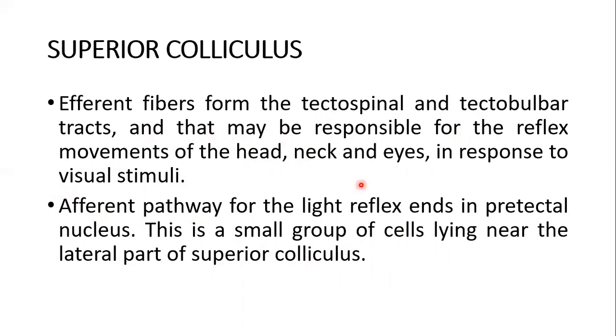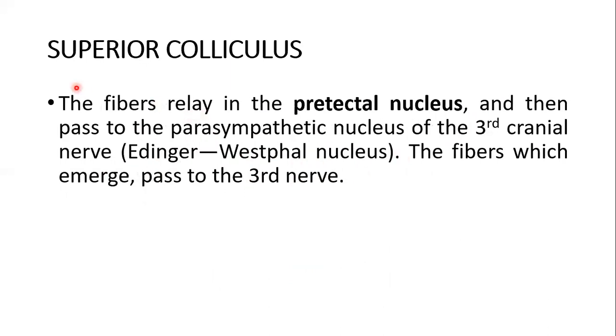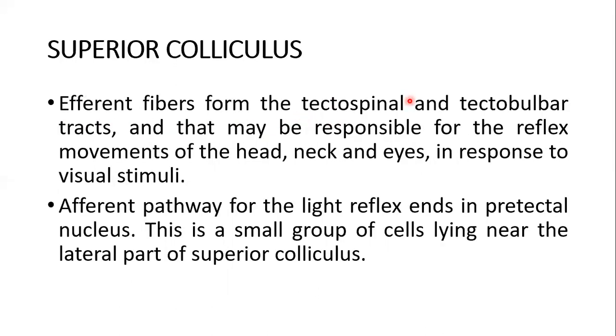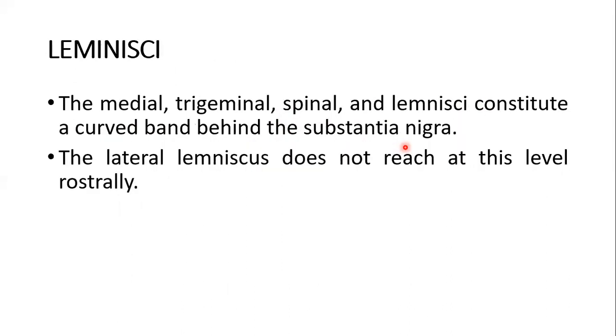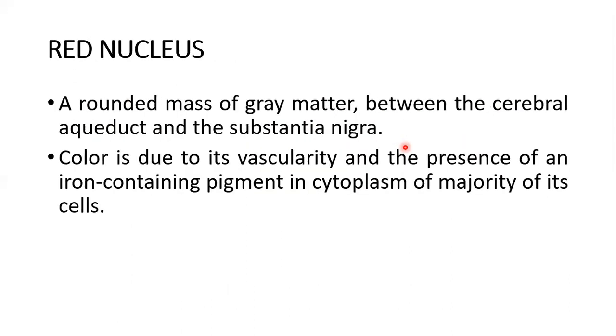And then we go on to these fibers that relay in the, which fibers? These afferent fibers relay in the pretectal nucleus and then pass to the parasympathetic nucleus of the third cranial nerve. The Edinger-Westphal nucleus is that. Fibers which emerge pass to the third nerve. So lemnisci, I told you. And this is a few words, very important.